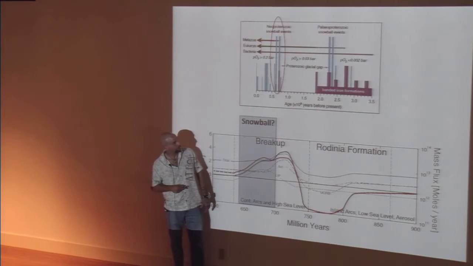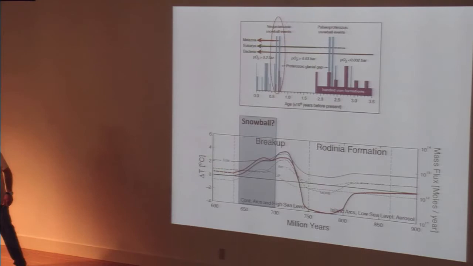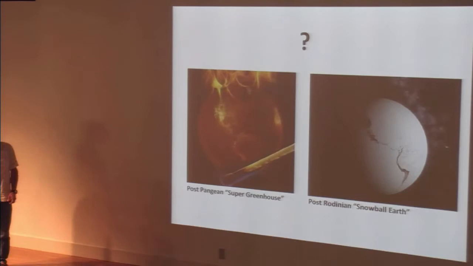And so there's something fundamentally different between these two worlds, but probably mantle dynamically, because the snowball lasted a long time. Okay, so this is what we're trying to make sense of. I was hoping to make sense of both. I get a snowball 100 million years too early, so this is where we are. And thanks.